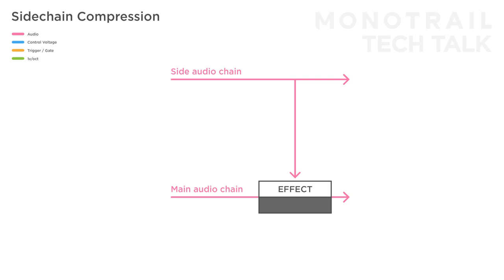In electronic music, the main audio chain is mostly a bassline, submix, or complete track. The effect, a volume control or compressor, and the sidechain audio influencing the effect, a kick drum. In this setup, the audio of the kick drum hits the compressor, so the volume of the audio in the main chain is reduced every time the kick is audible.